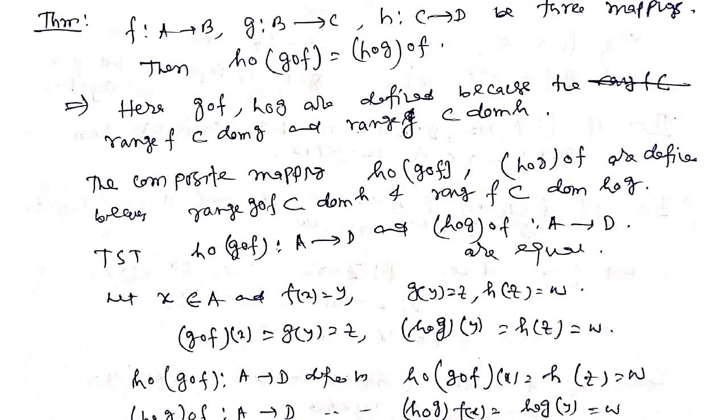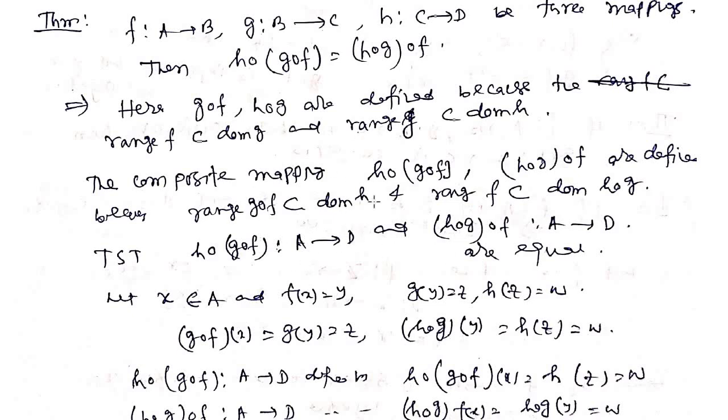Similarly, H compose G for these two also, this mapping is defined. Now the composition mapping also has to be defined. G compose F is from A to C and H is from C to D. So again, these mappings are also well defined. Now we have to show that these mappings are equal.